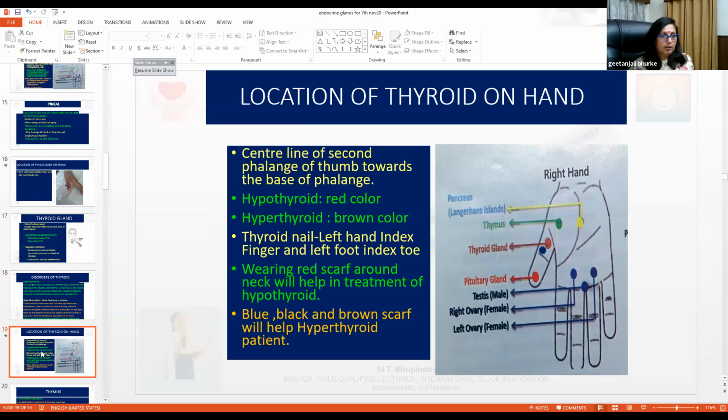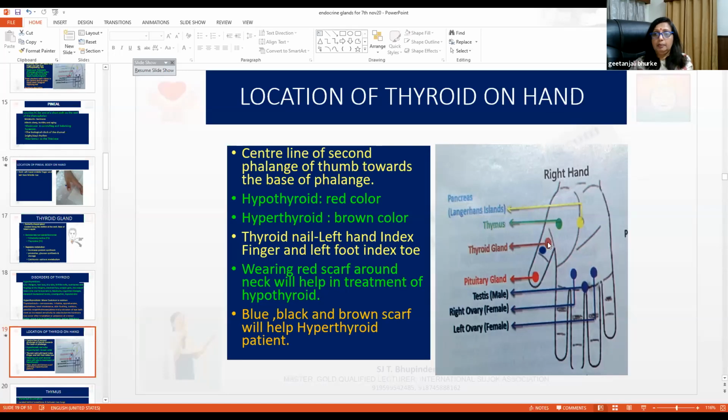Now, the location of the thyroid on the hand is over here. It is the center line and at the base of the second phalange of your thumb. If you have hypothyroid, you can put red color over here. And if you have hyperthyroid, you can put brown color over here.